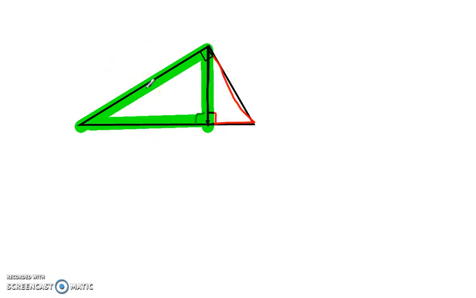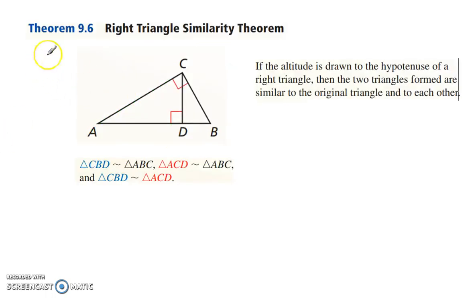Very cool. So that's Theorem 9.6, the Right Triangle Similarity Theorem. You take the altitude, we have two new triangles, those are similar to each other and to the original triangle, which means we can set up ratios. This side to that side is like this side to that side.